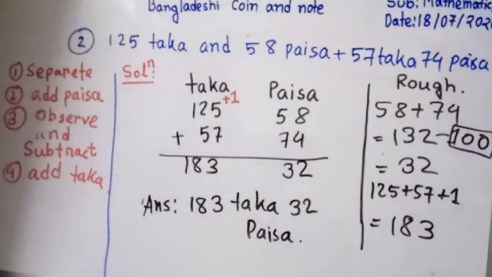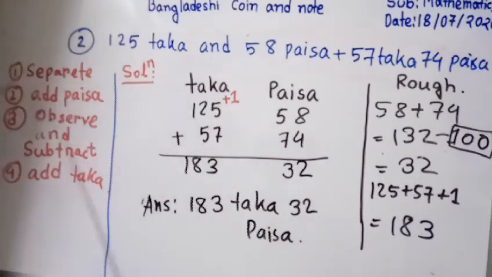Again, observe. First step, separate. We have to separate taka and paisa. Then add paisa. If we get 100 or more than 100, we will subtract 100 from the result. Answer will write here. So we'll add 1 for 100, then add total taka, and we will get the final answer.